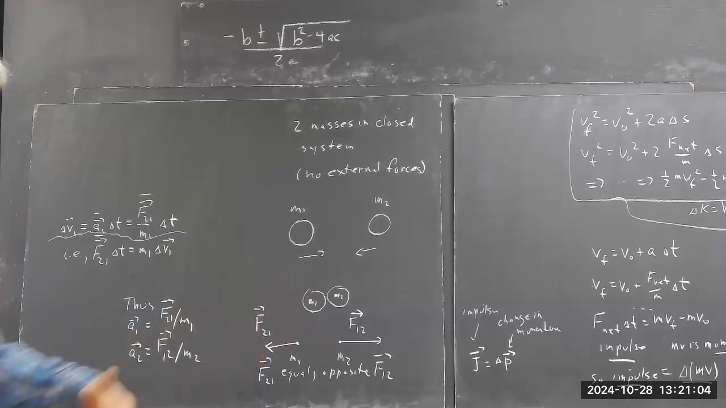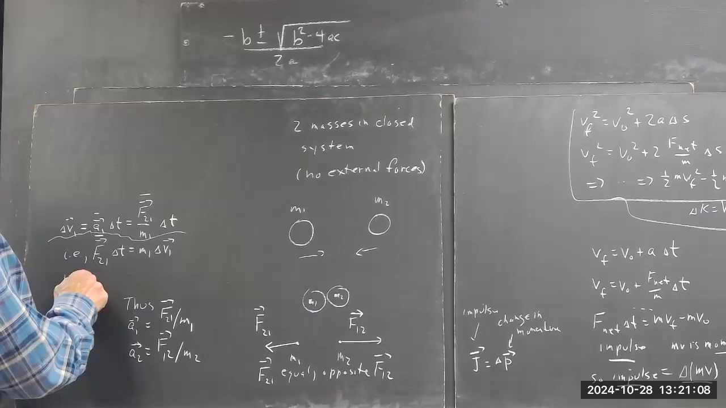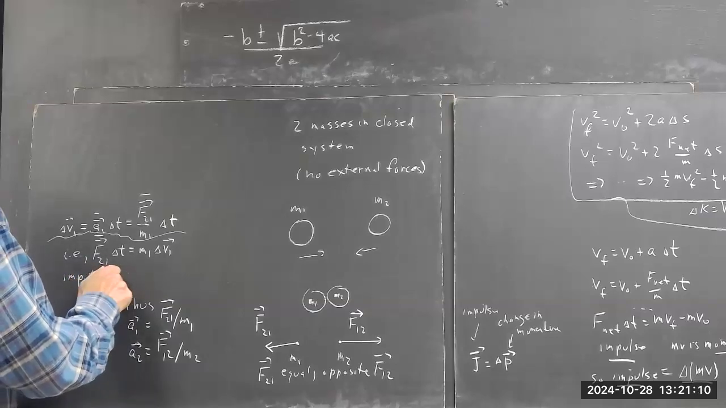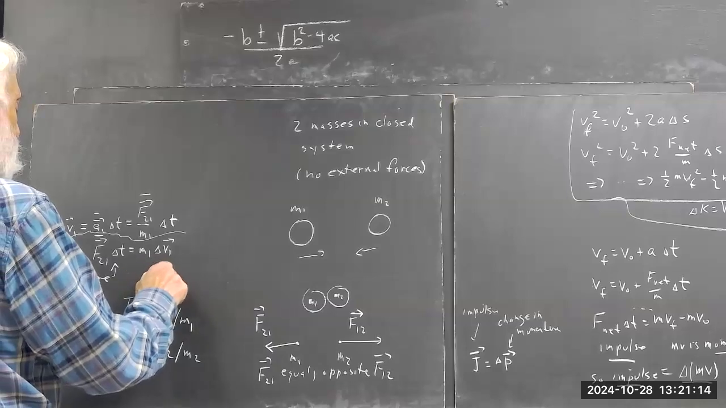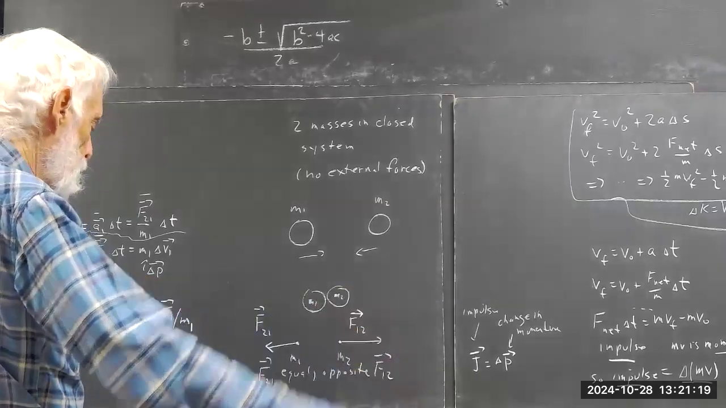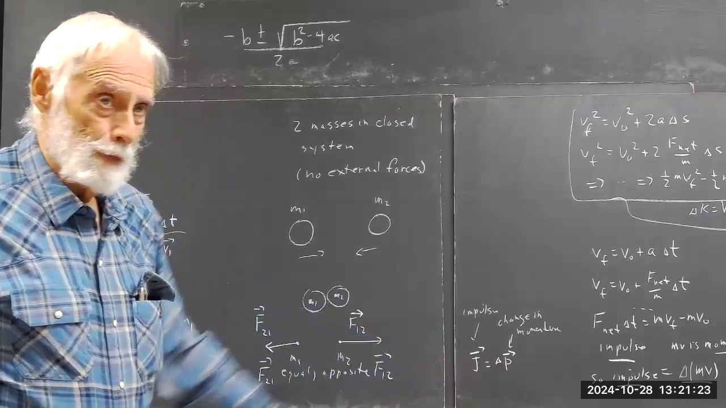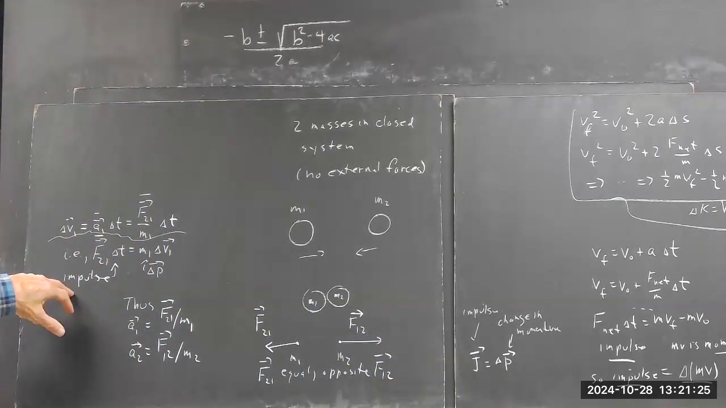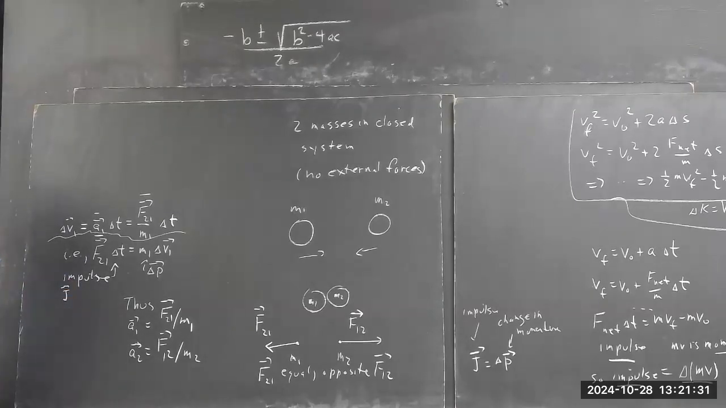We see that? When I write delta P, I mean change in momentum. Okay. I could have written a capital J here. Impulse vector J. Okay.